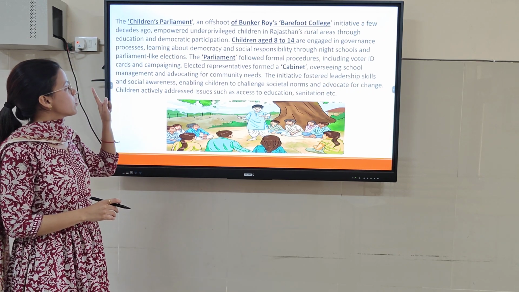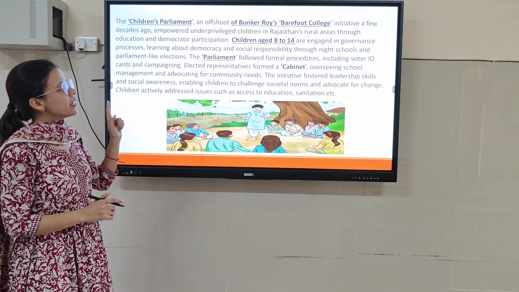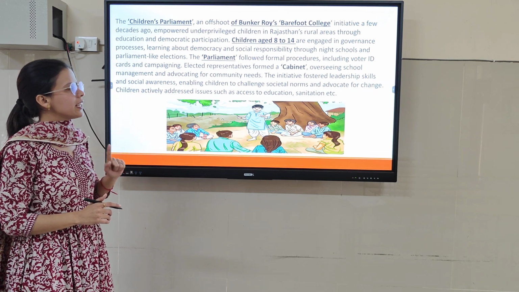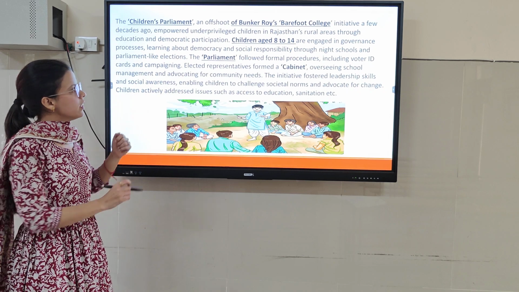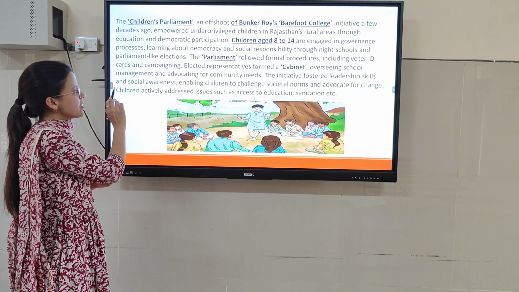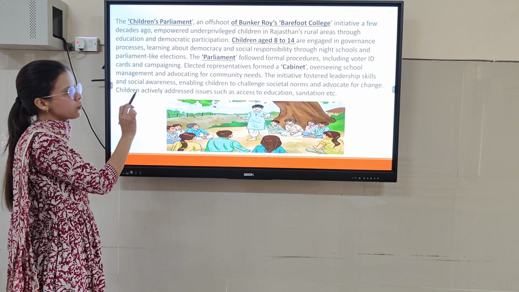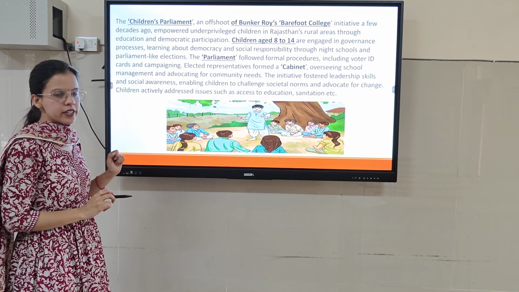It's an initiative which was taken a few decades ago. It empowered underprivileged children in Rajasthan's rural areas who were 8 to 14 years of age. Now how? The parliament followed formal procedures which included voter ID cards and campaigning. Elected representatives formed a cabinet overseeing school management and advocating for community needs.